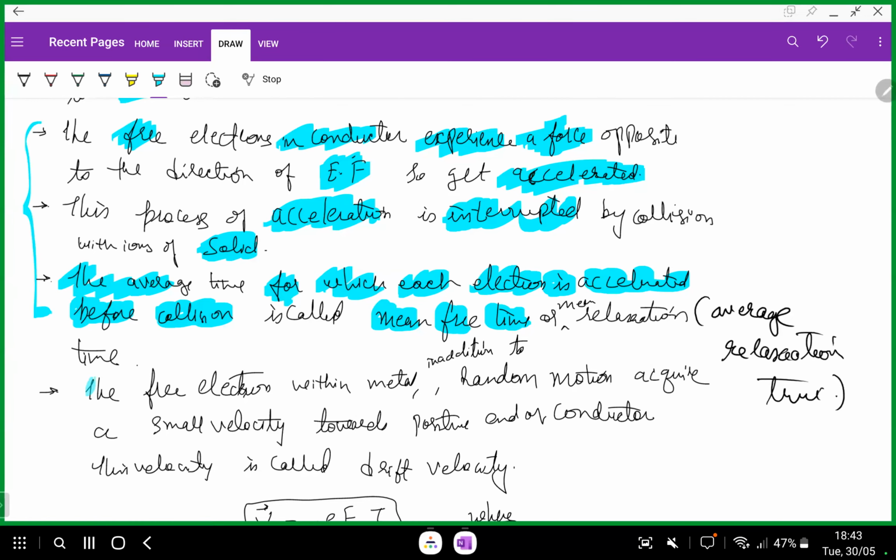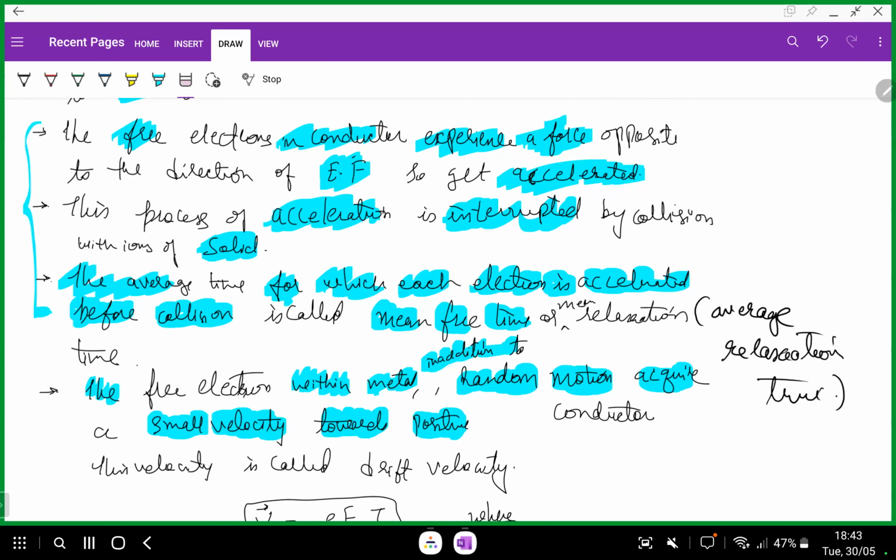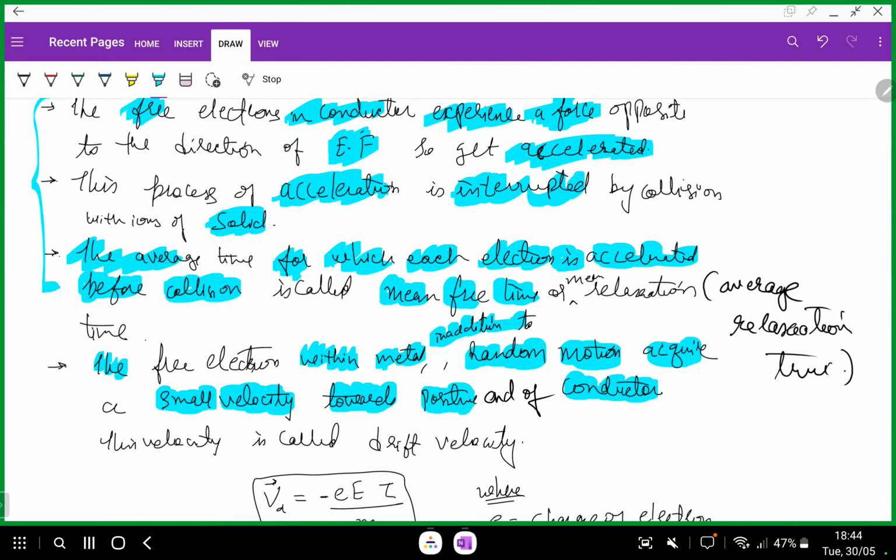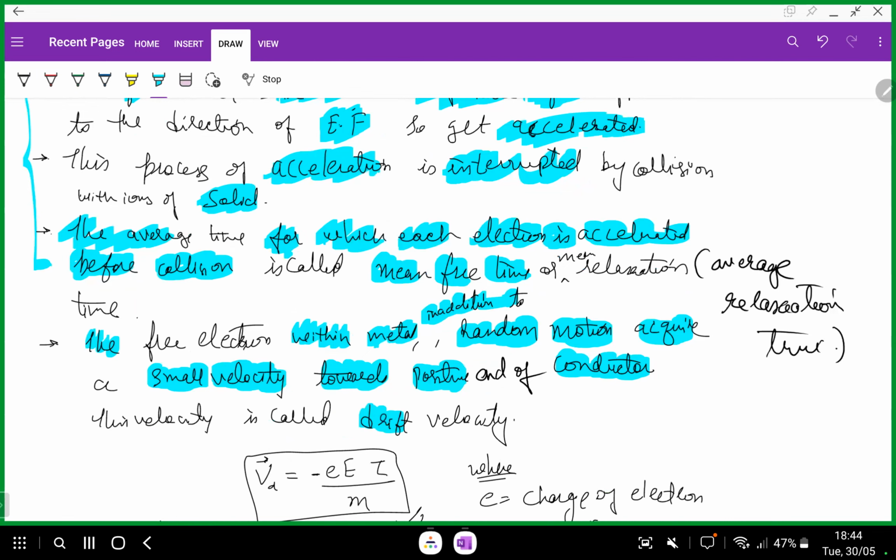Next here. So free electrons within the metal, in addition to random motion, acquire a small velocity towards the positive end of the conductor. So this is called drift velocity. Okay, make a note of it.